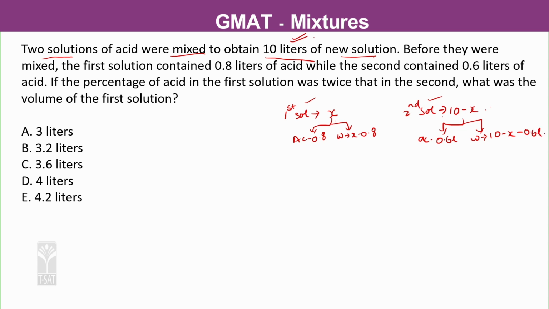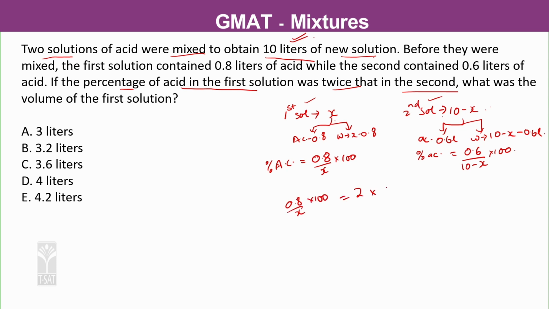Now, they are saying that the percentage of acid in the first solution. So, how to calculate that? Percentage acid will be equal to how much acid was there, that is 0.8, divided by total volume, that is x, into 100 in the first solution. For the second solution, percentage acid will be equal to the amount of acid, that is 0.6, divided by the total volume, that is 10 minus x, into 100. So, it is given that the percentage of acid in the first solution is twice that in the second.